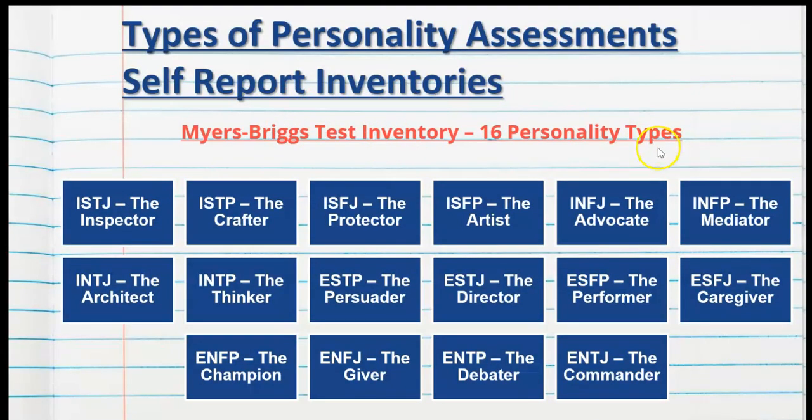Now, I know that in the online version the names will be slightly different, but the combination of the letters is the same. So we've got the inspector, crafter, protector, artist, advocate, mediator, architect, thinker, persuader, director, performer, caregiver, champion, giver, debater, and commander. Depending on what percentage of the individual traits we score, that will determine what type we are.